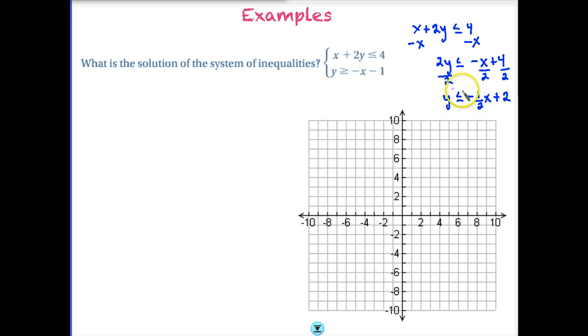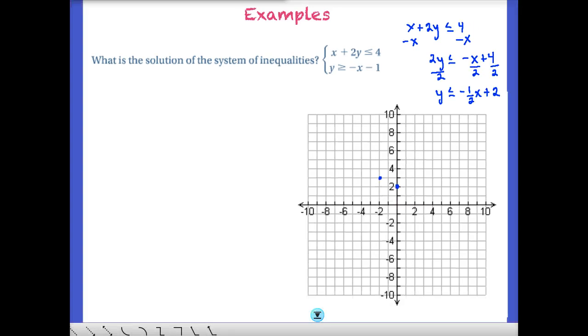So I've rewritten my first equation in slope-intercept form. Let's go ahead and graph it. My y-intercept is here at 2, and my slope is negative, so remember I need a line that slopes down from left to right. My slope is rise over run, so it's up 1 over 2. And I look at my inequality sign, it says less than or equal to, so that means I need a solid line. So there's a lot to think about when we are graphing linear inequalities.